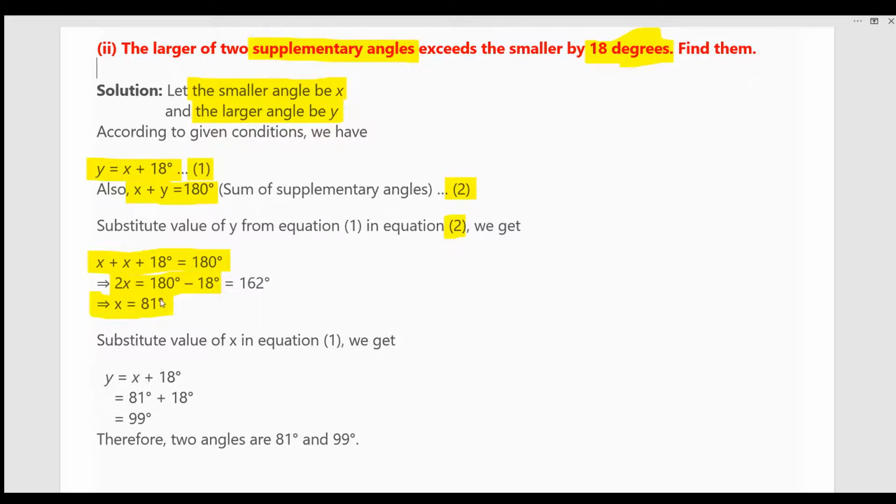Now substitute this value of x in equation number 1. So you will get y is equal to x plus 18 degrees. Now x is 81 degrees. So 81 plus 18 degrees is equal to 99 degrees. So the two angles are 81 degrees and 99 degrees. So we solved part 2 by the substitution method.